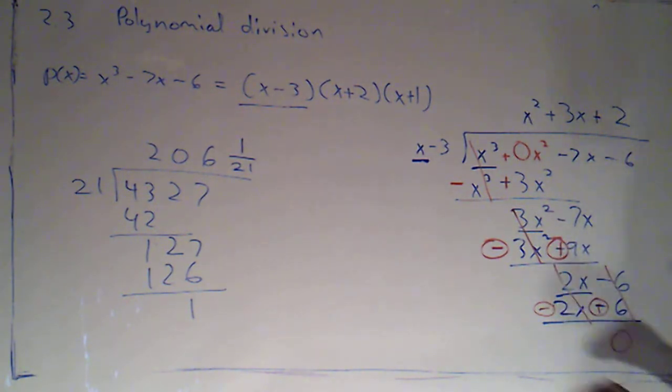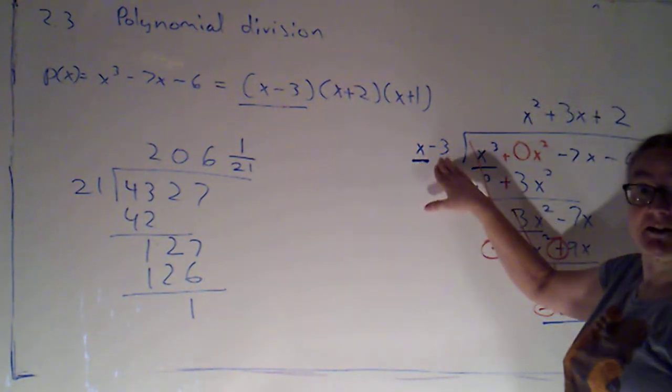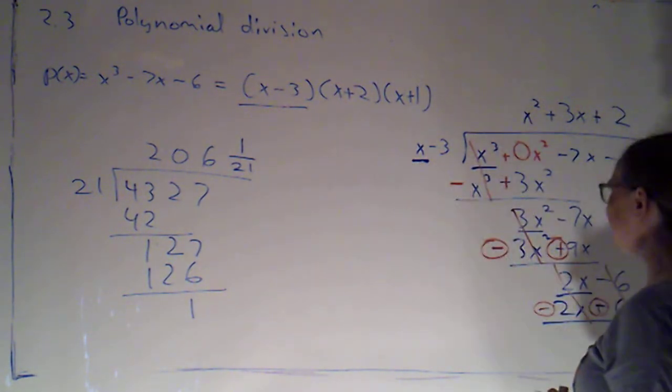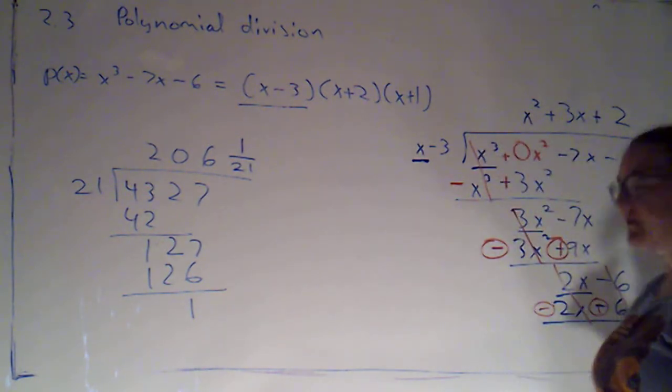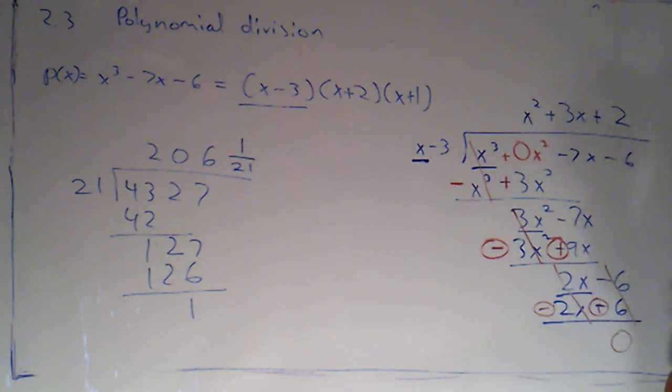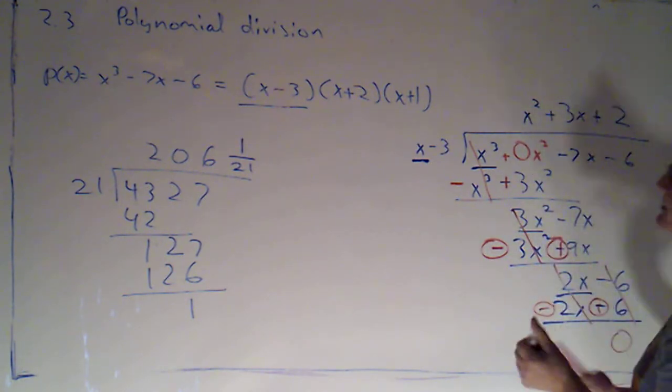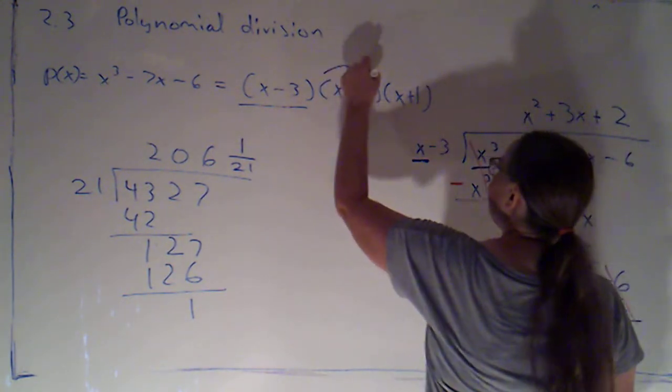That confirms what we knew. X minus 3 was a factor. So it should divide evenly into p of x. So it should have a remainder of 0, and it did. And if you look, x squared plus 3x plus 2, that's exactly this.